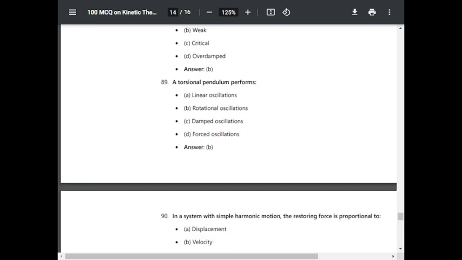Question number 89. The torsional pendulum performs: option A, linear oscillation; option B, rotational oscillation; option C, damped oscillation; option D, forced oscillation. The correct answer is B, rotational oscillation. A torsional pendulum performs rotational oscillation. Option B is correct. Question number 90.